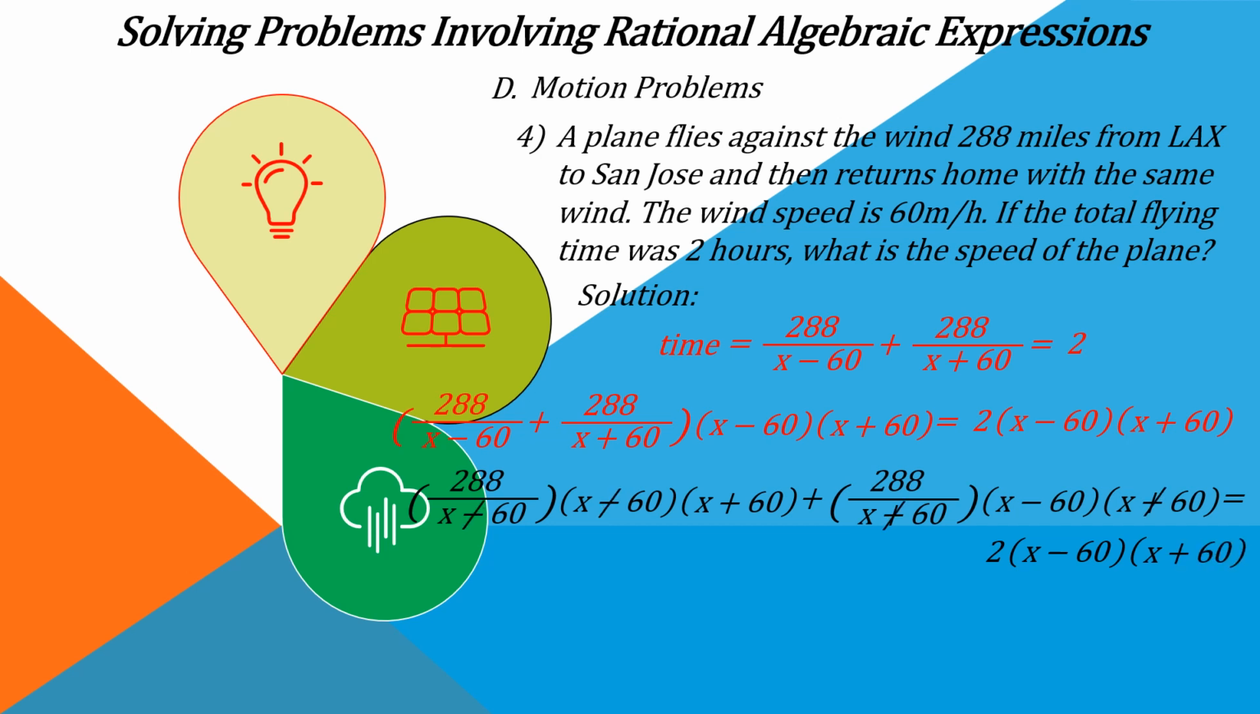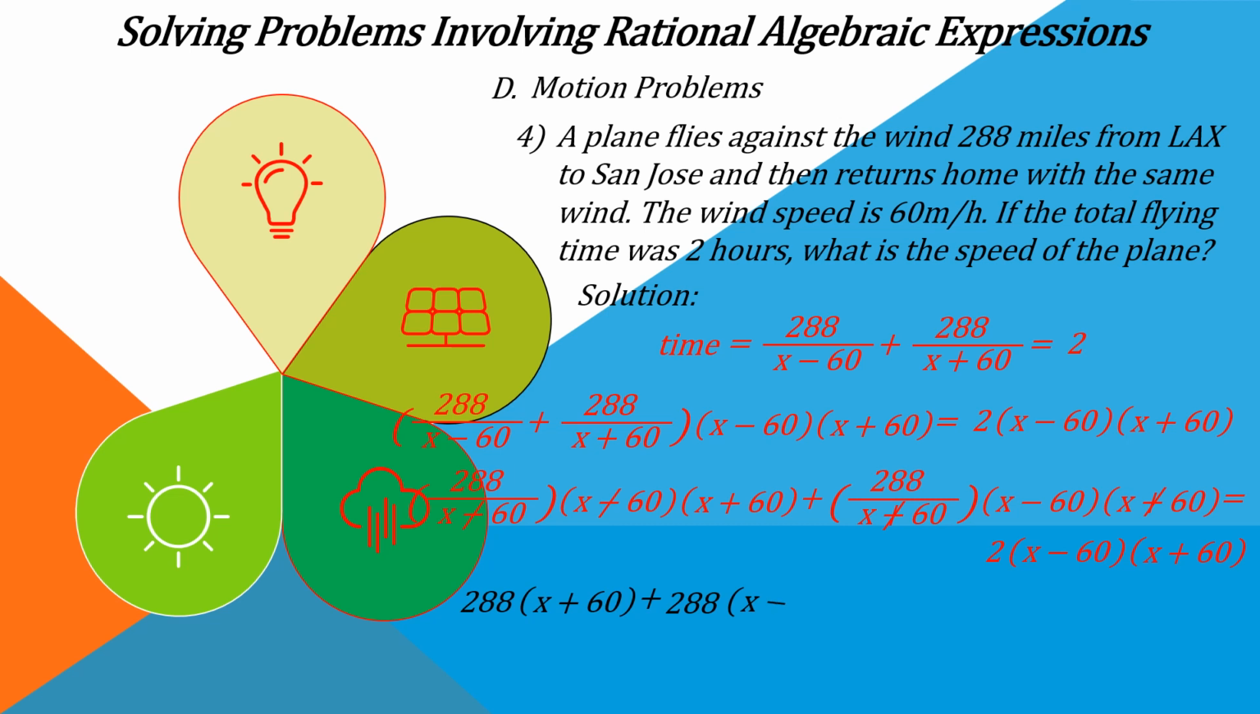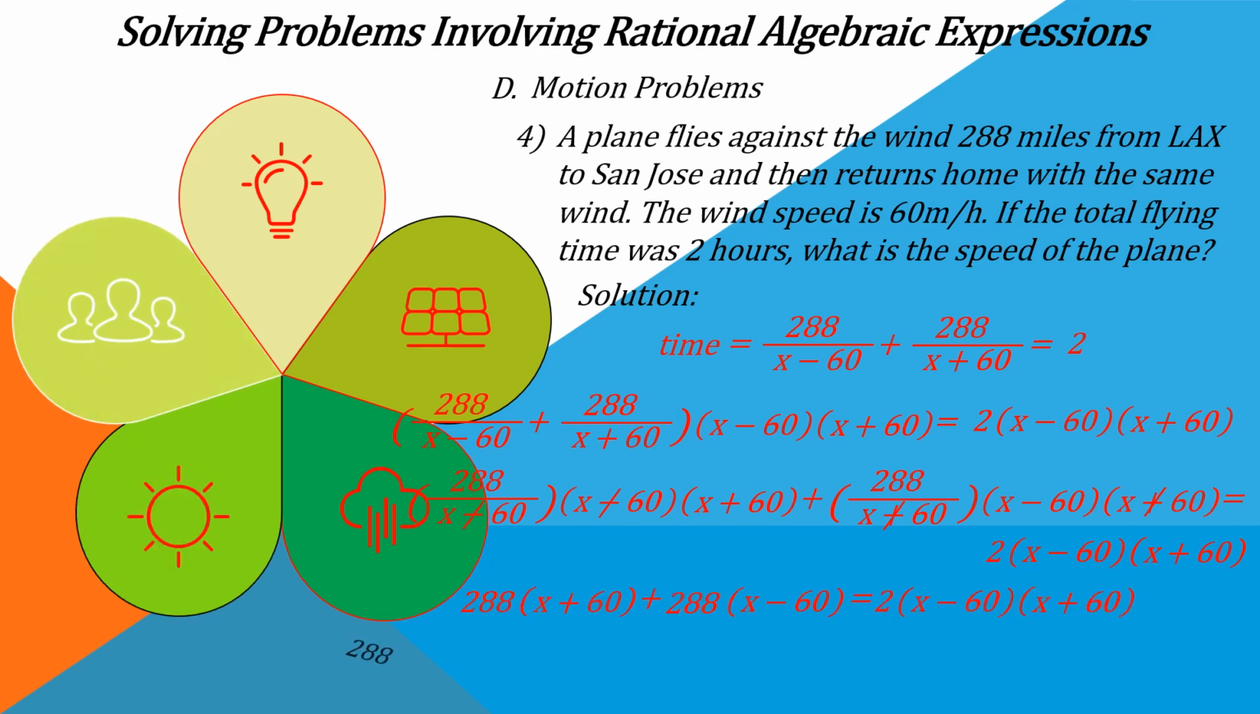Cancel x minus 60 and x plus 60, and we have now 288 multiplied by x plus 60 plus 288 multiplied by x minus 60 equal to 2 multiplied by x minus 60 multiplied by x plus 60. Simplifying the equation, we have 288x plus 17,280 plus 288x minus 17,280 is equal to 2 multiplied by x squared plus 60x minus 60x minus 3,600.